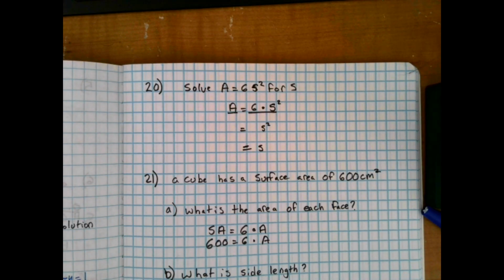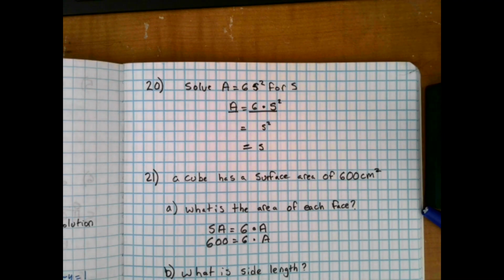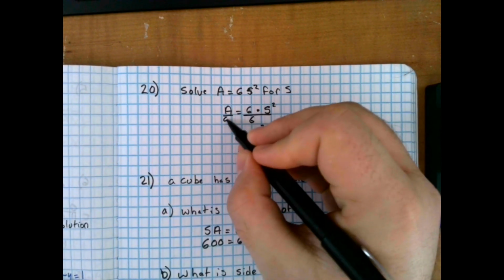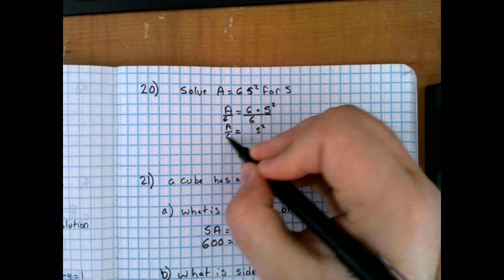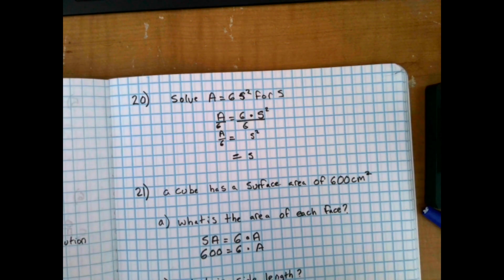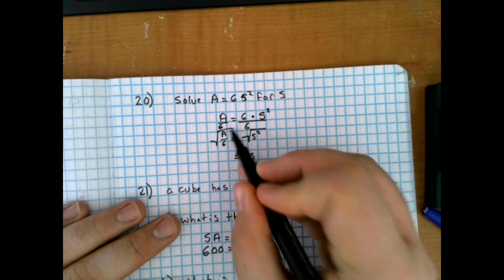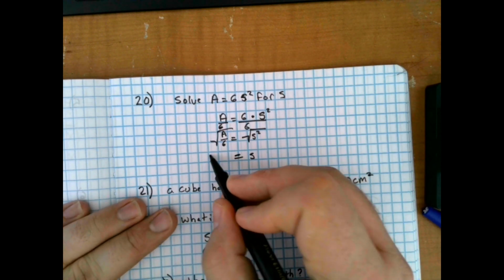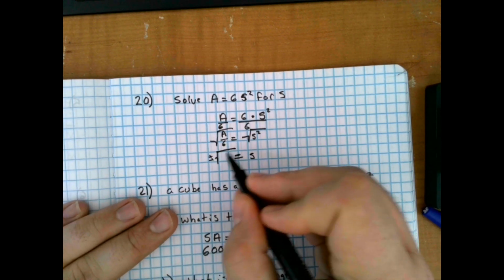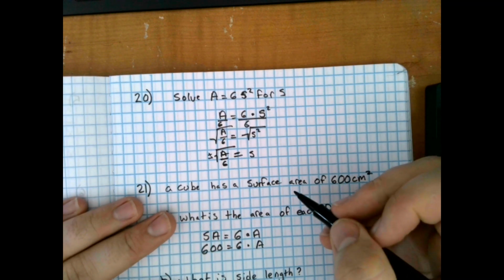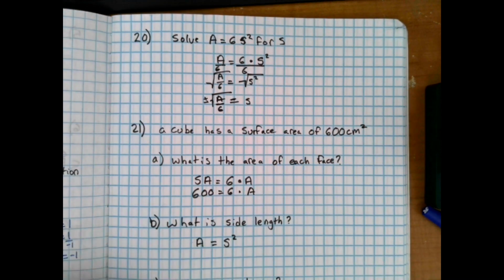Now we have area equals 6s squared being solved for s. First off, we need to handle the multiplication. We need to divide both sides by 6. That will give us a over 6 equals s squared. Now, how do we solve for s? Well, we have to take the square root of both sides. That will give us s equals plus or minus the square root of a over 6. And then we're done with that one.